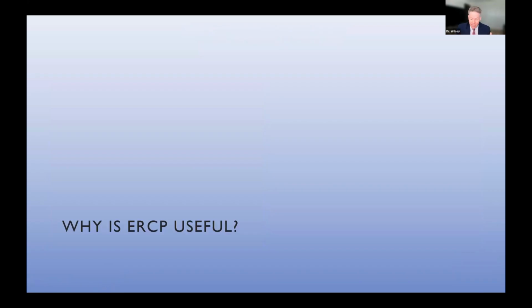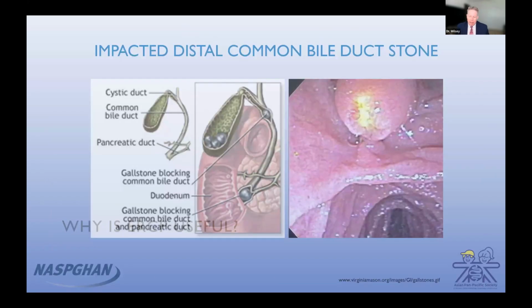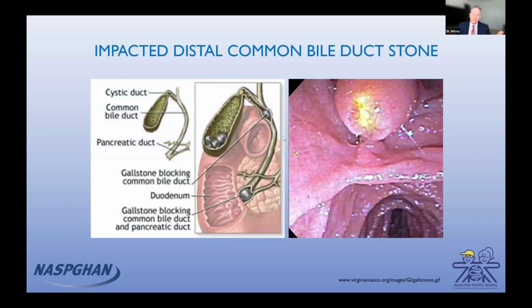Because you get to do stuff. That's the exciting part about being an interventional endoscopist, right? So on the left, here's the diagram of gallstones. And gallstones, when you have marbles in the marble bag, sometimes they fall out, and you can cause biliary obstruction, common bile duct stone, choledocholithiasis.